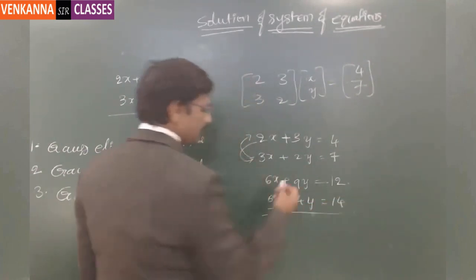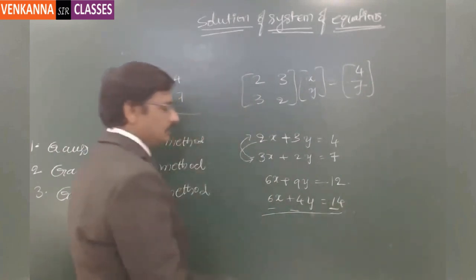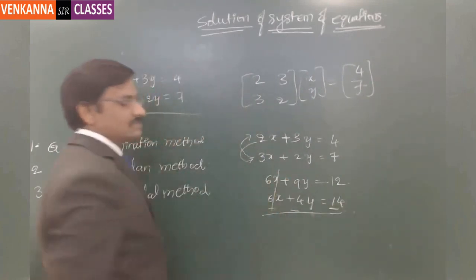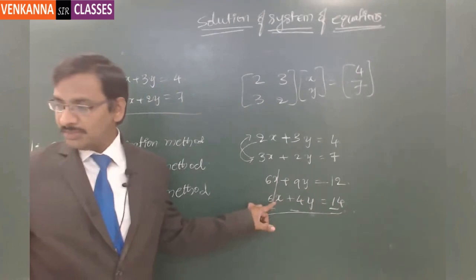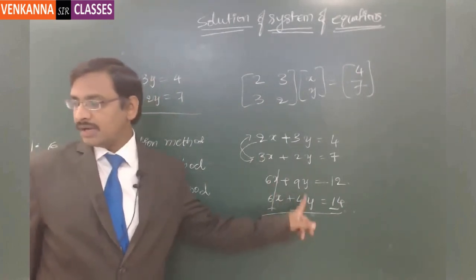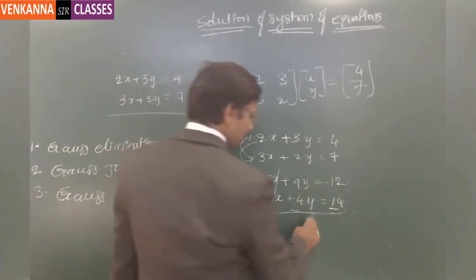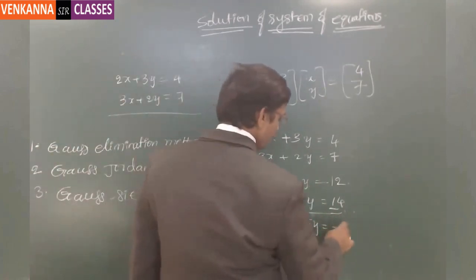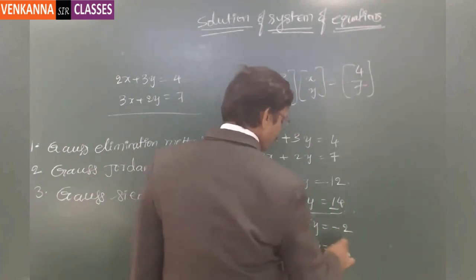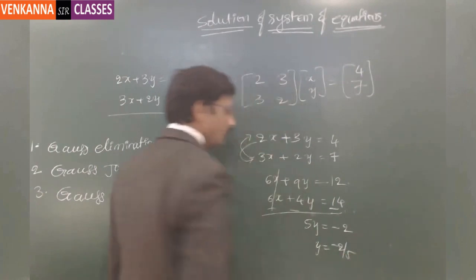Then I will subtract. By subtracting, I am cancelling the x term, which essentially means I am avoiding that variable and getting the value of y directly. So this is 5y equal to minus 2, and y is equal to minus 2 by 5. This is how you are going to get it.